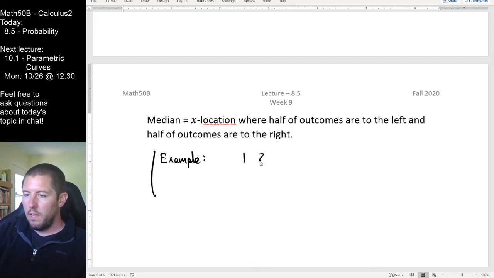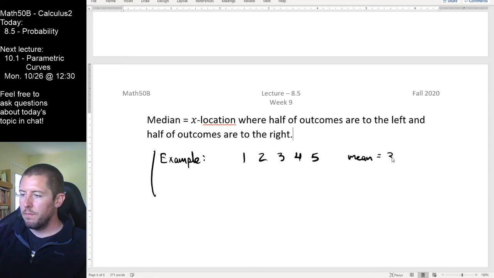Real quick, just for our mean and median example, if I gave you the numbers 1, 2, 3, 4, and 5, we can compute the mean. 1 plus 2 is 3, plus 3 is 6, plus 4 is 10, plus 5 is 15, divided by 5 values. That's 3. We could also compute the median of this set of 5 values. I typically do this by working my way from the outside to the inside since it's an ordered list. And it looks like 3 is going to be the median value here.